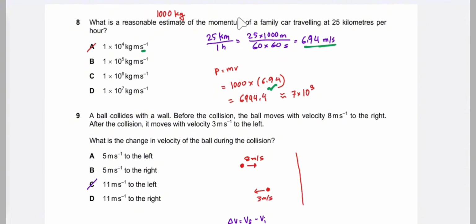So the mass of a family car is usually 1000 kilogram to 2000 kilogram. So here we substitute the value of mass. Since it is an estimate, we substitute our estimated value of mass and find the value of momentum as 7 into 10 to the power 3. So 10 to the power 3 is close to 1 into 10 to the power 4. So the answer is A.